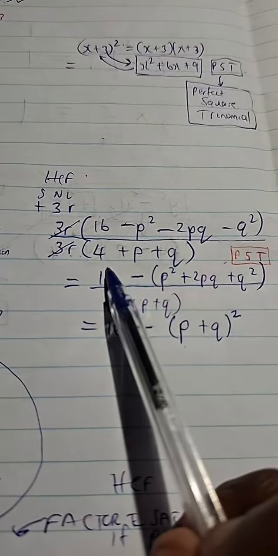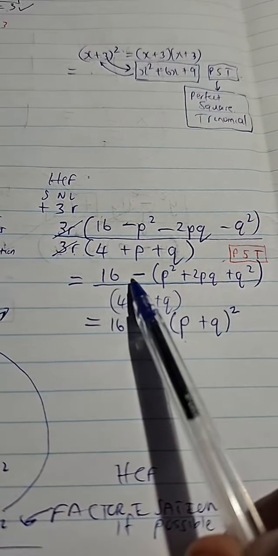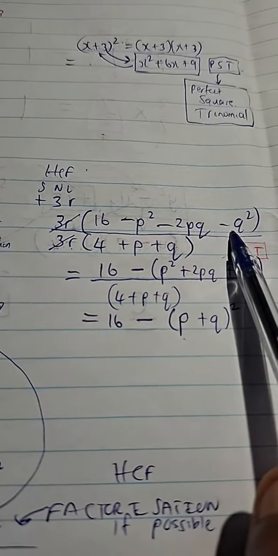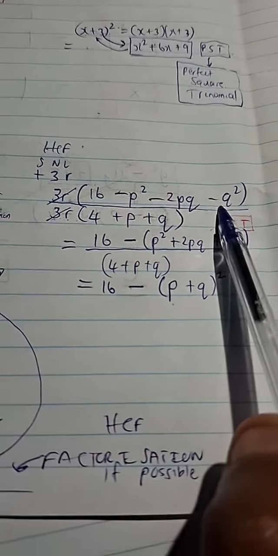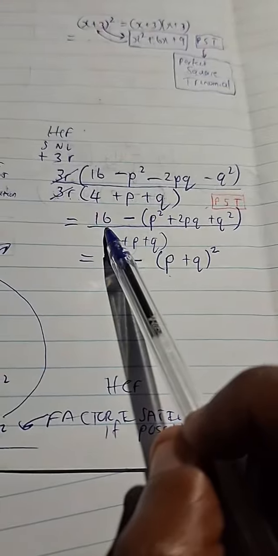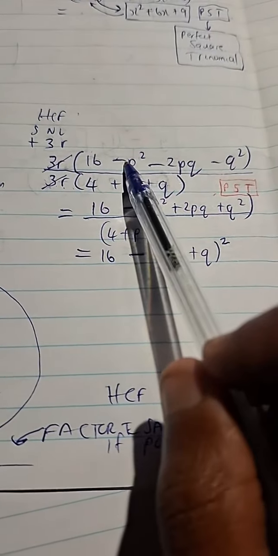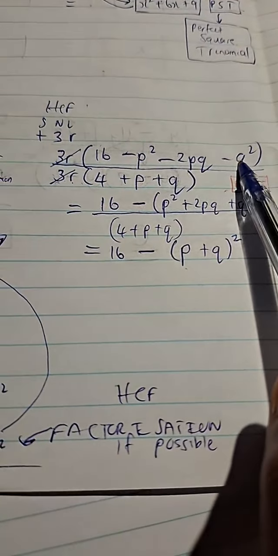So then from here I have 16, there's the 16, minus p squared minus 2pq minus q squared. So what I did, I can see, oh, this is 1, 2, 3 terms.